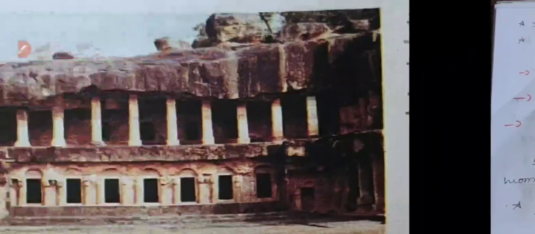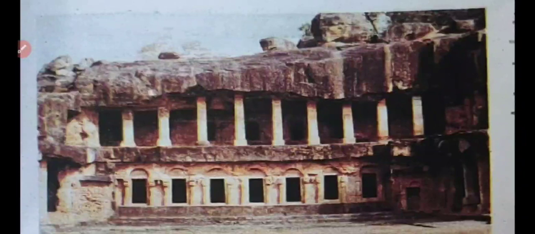And I'll show you an image. This is the Jain monastery, which is in Orissa. This is a two-story building that was carved out of the rock surface, and Jain monks lived and meditated in these rooms.